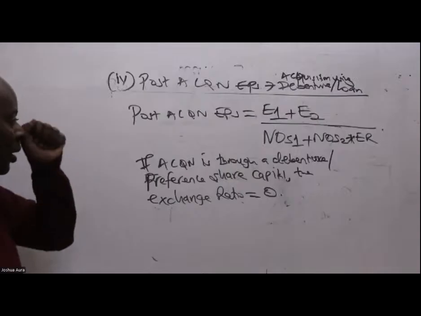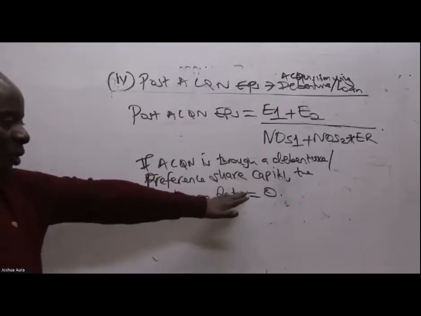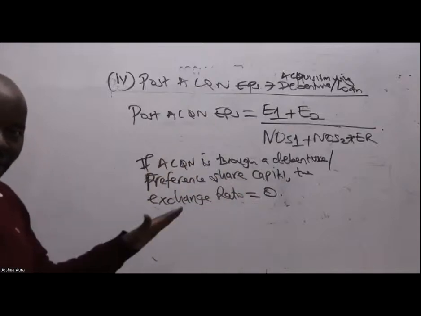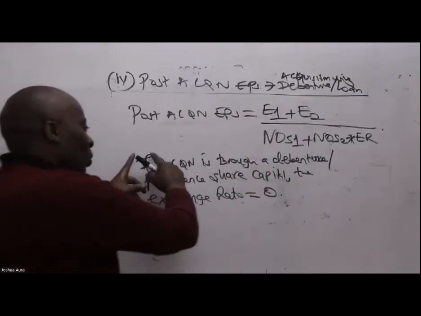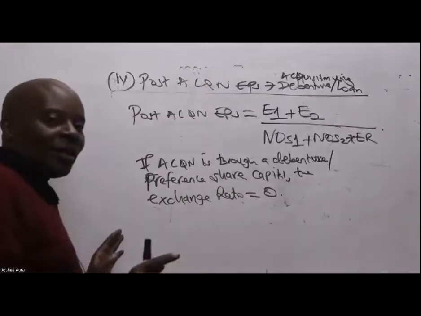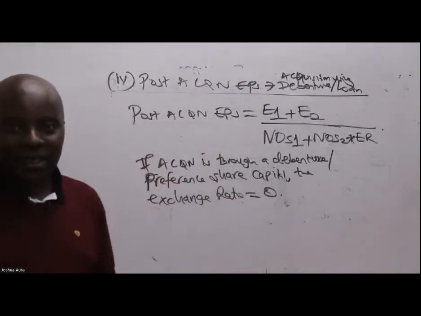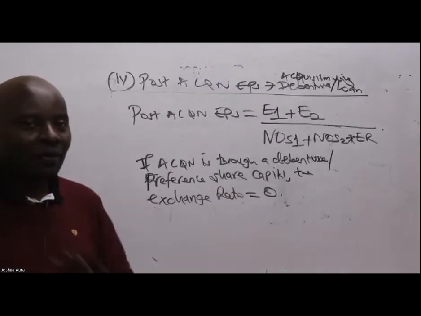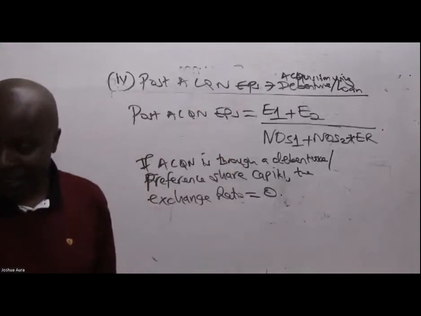So if acquisition is through a debenture or preference share capital, the exchange ratio shall be equal to 0. Is there somebody who has been able to highlight this with a yellow highlighter, without accusing me of being married to the government? I'm so particular about yellow highlighters, even from many years ago.